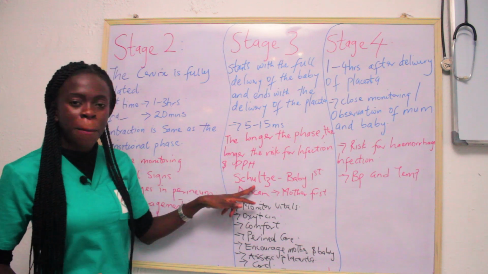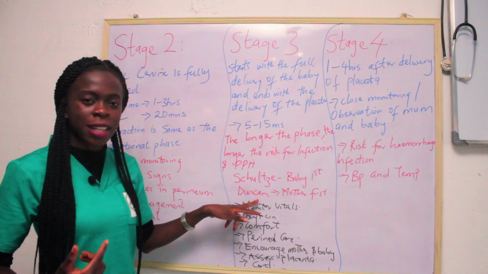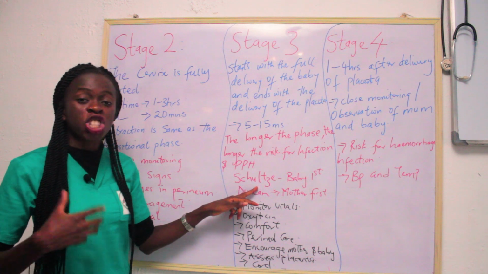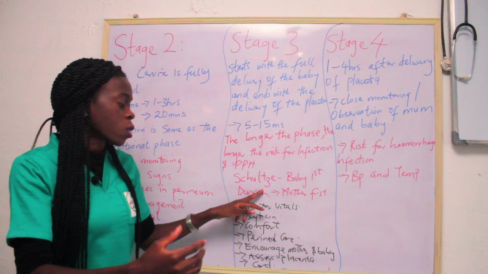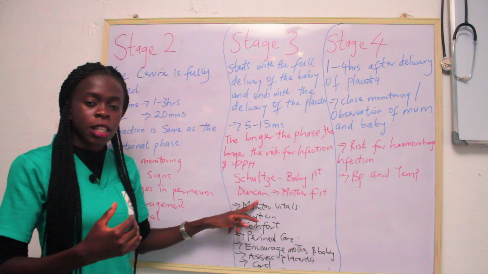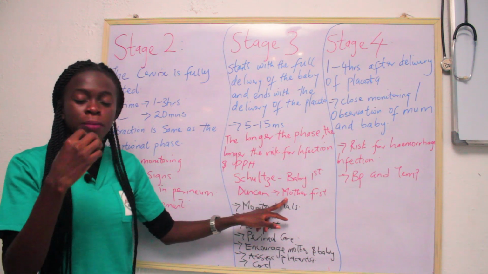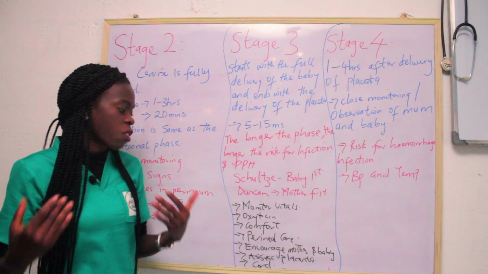We have the Schultze mechanism and the Duncan mechanism. In the Schultze mechanism, the shiny part, which is the baby's surface of the placenta, is delivered first. While in the Duncan mechanism, the mother's part, which is the maternal surface, is delivered first.